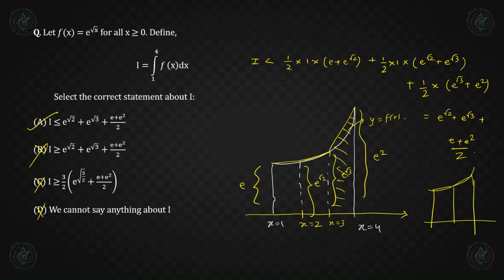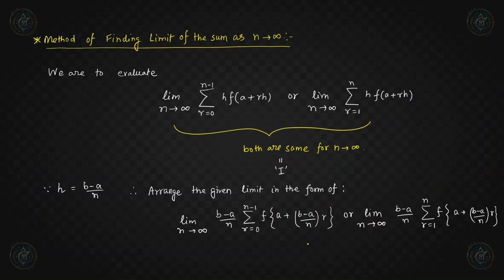This is how we use our understanding of interpreting the area under a curve as a summation of areas of geometrical figures. That's it. So let us discuss the method of finding the limit of the sum. Till now we were discussing expressing the integrals as a finite sum and comparing them. But now we are interested in the limiting case.